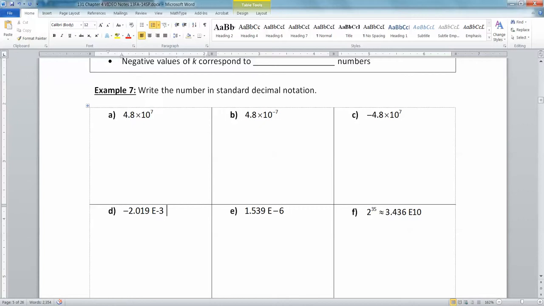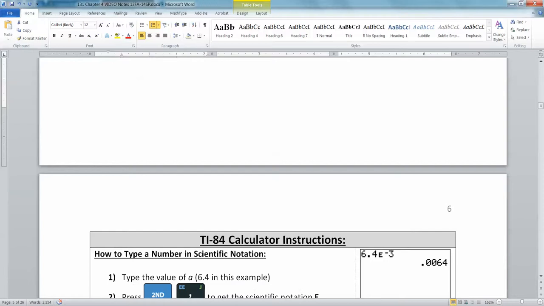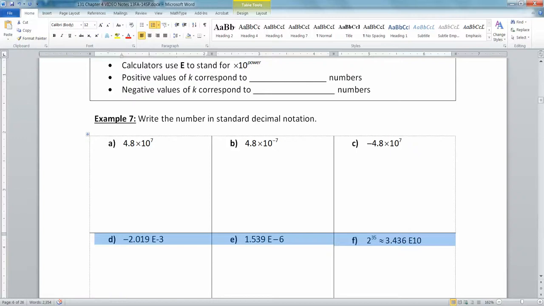Don't use lowercase e, because lowercase e is Euler's number, like 2.7 and some change. It's its own special thing. So you want block letter E. It looks like a double E on your notepad. It's above your comma button, sorry, above your comma button. So it'd be a double E, right? And we'll get to more of that later.